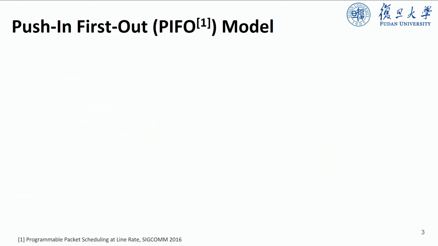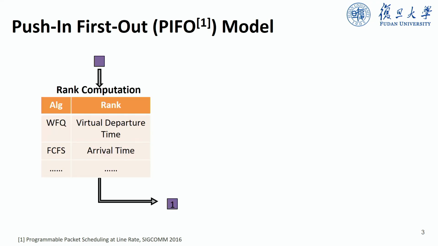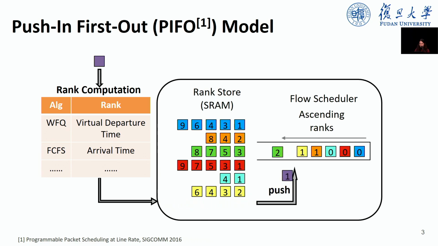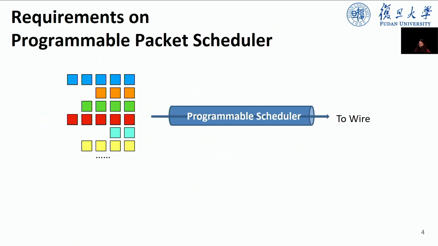Push-In-First-Out, or PIFO in short, is the most popular model in recent years to realize programmable packet scheduling. In the PIFO model, each packet is tagged with a rank by the rank function. By changing the rank function, different scheduling algorithms can be implemented. The head packets of flows are stored in a priority queue with ascending ranks in the PIFO model, and the packet with the smallest rank goes first.